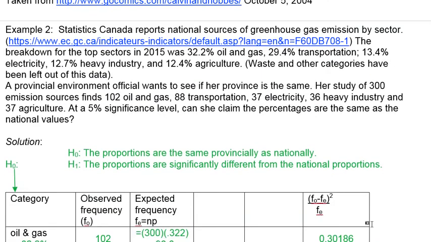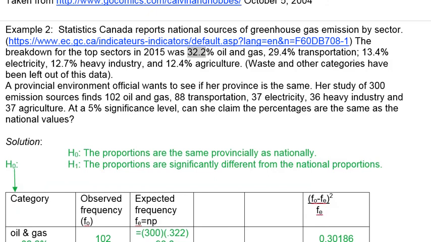Example 2. So we have greenhouse gas emissions by sector, and we're given what they are for the nation. And the question is, does a particular province have the same breakdown as the nation? So our claim is that they're the same as they are nationally. The alternate is that they are different than they are nationally. So this time they're not the same as each other.